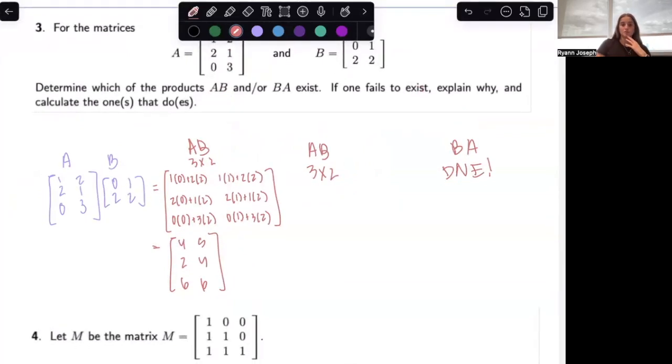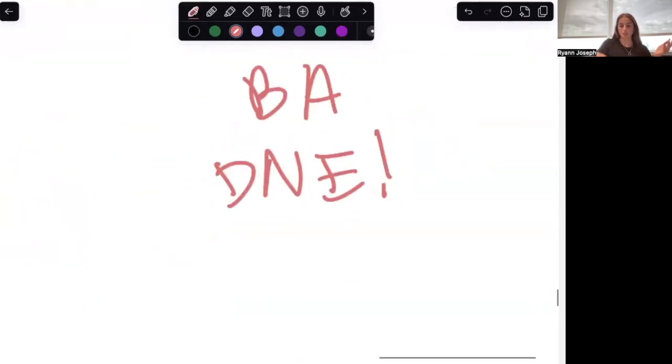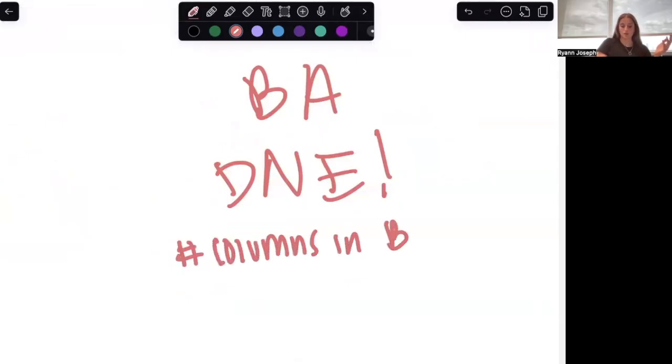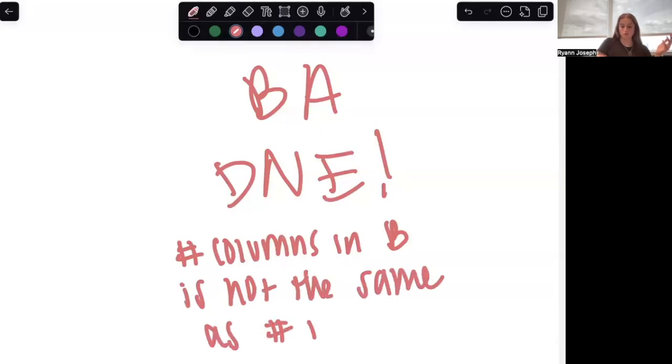If one fails to exist, explain why and calculate the ones that do. Again, for BA, you can explain that the number of columns in B is not the same as the number of rows in A. That's your justification.